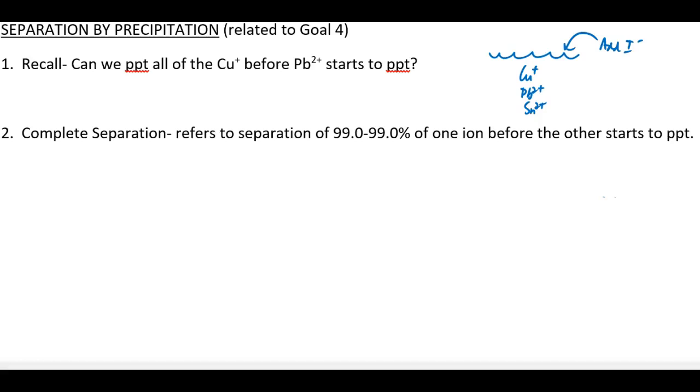Hi everyone. In this video we're going to learn about separation by precipitation. If you remember in that previous problem that we did, we had a solution containing copper 1, lead 2, and tin 2 ions, and we added iodide and we figured out that copper 1 precipitated first and then lead 2 precipitated next. So the question that we asked is, can we precipitate all of the copper 1 before lead 2 starts to precipitate? Believe it or not, we actually have to define what we mean by all.